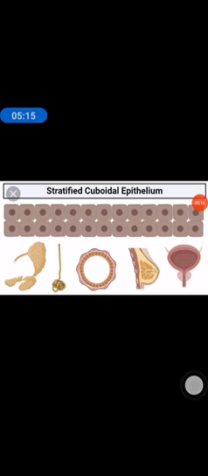Now, what are the characteristic features of stratified cuboidal epithelium? The superficial cells are cuboidal in shape and cells are arranged in two or more layers. Now, what are the distribution of stratified cuboidal epithelium? Growing ovarian follicle, excretory duct of exocrine gland.